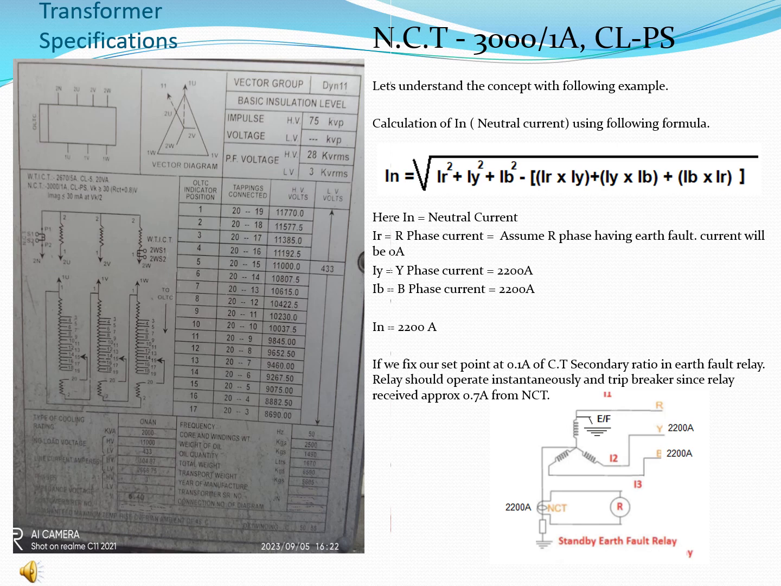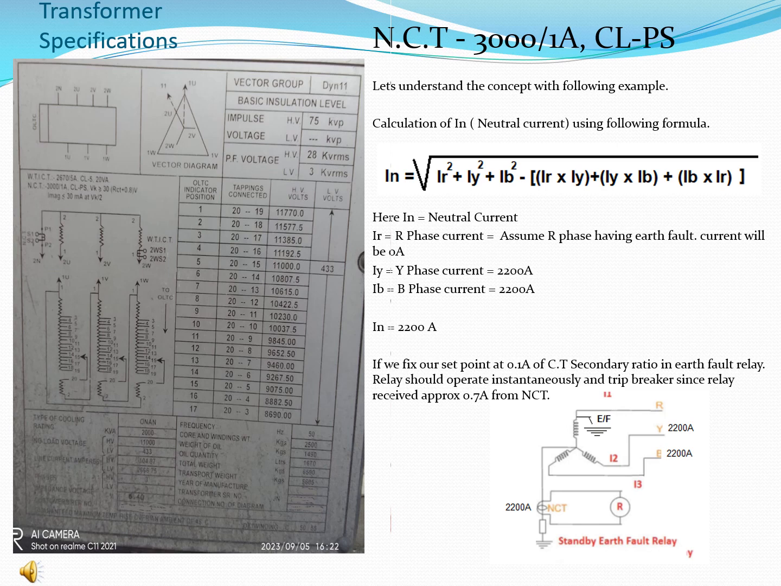And if we fix our set point at 0.1 amps of the CT secondary in the earth fault relay, it should operate instantaneously and trip the breaker. Since the relay receives approximately 0.7 amps from the NCT, 2200 amps for 3000 amps means 0.7 amps in the secondary of the current transformer. You can check the drawing I have mentioned below the screen, from which you can see how the earth fault relay operates and how 2200 amps will be circulated through the secondary of the current transformer to the relay, and the relay will operate instantly.